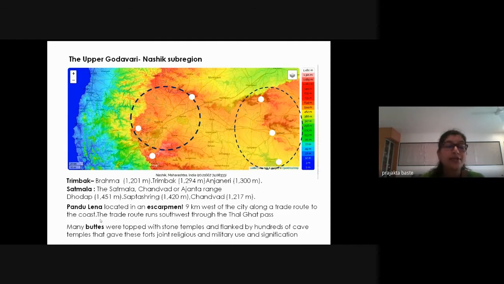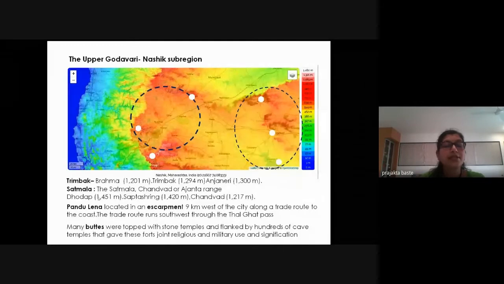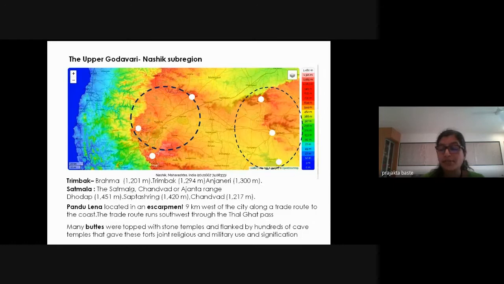One of the famous Buddhist caves in the mountain regions of Nashik is called the Pandavlena caves, which were carved out during the Satavahana dynasty. As you can see, this is the average elevation range of all the peaks surrounding the region of Godavari, and these are the mountain ranges which are responsible for the development of this watershed of river Godavari.